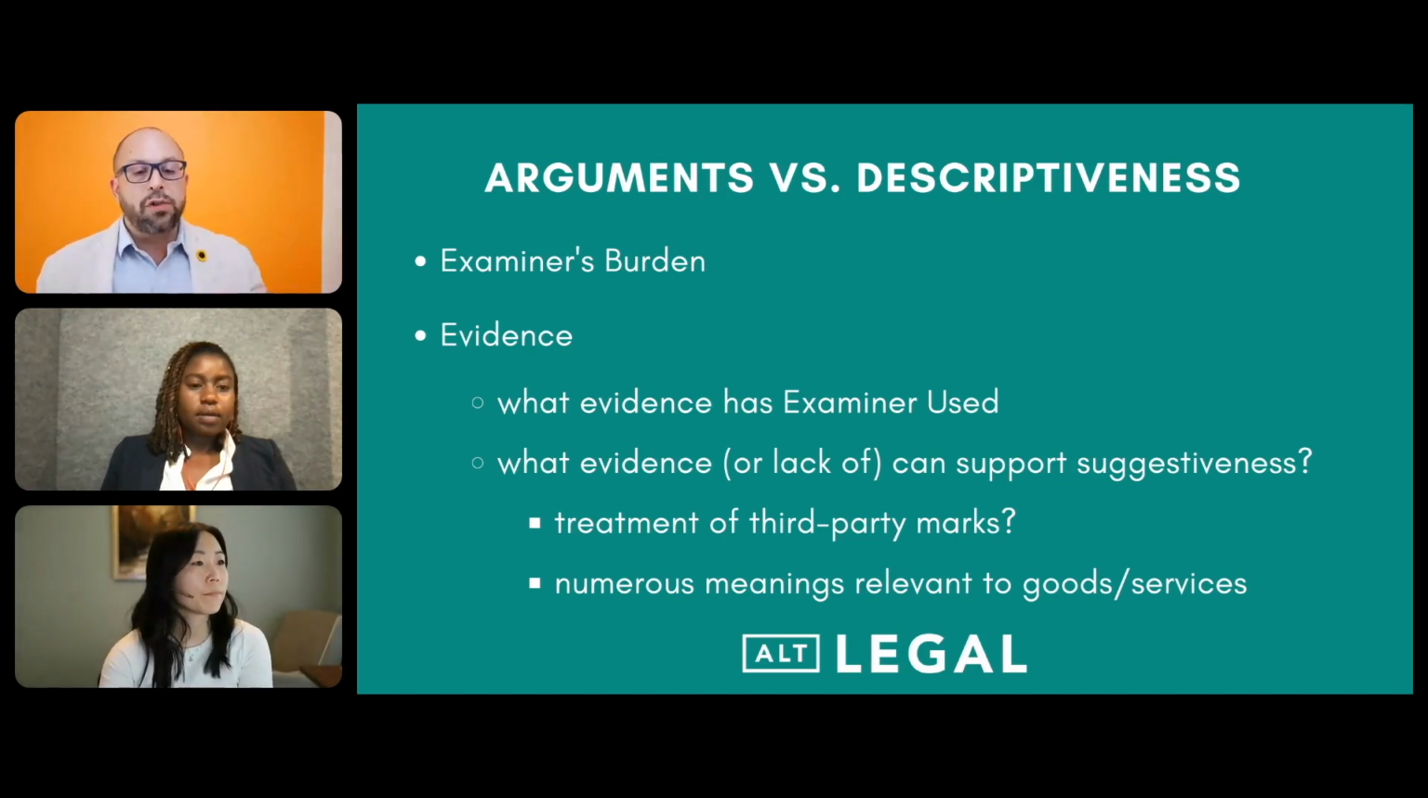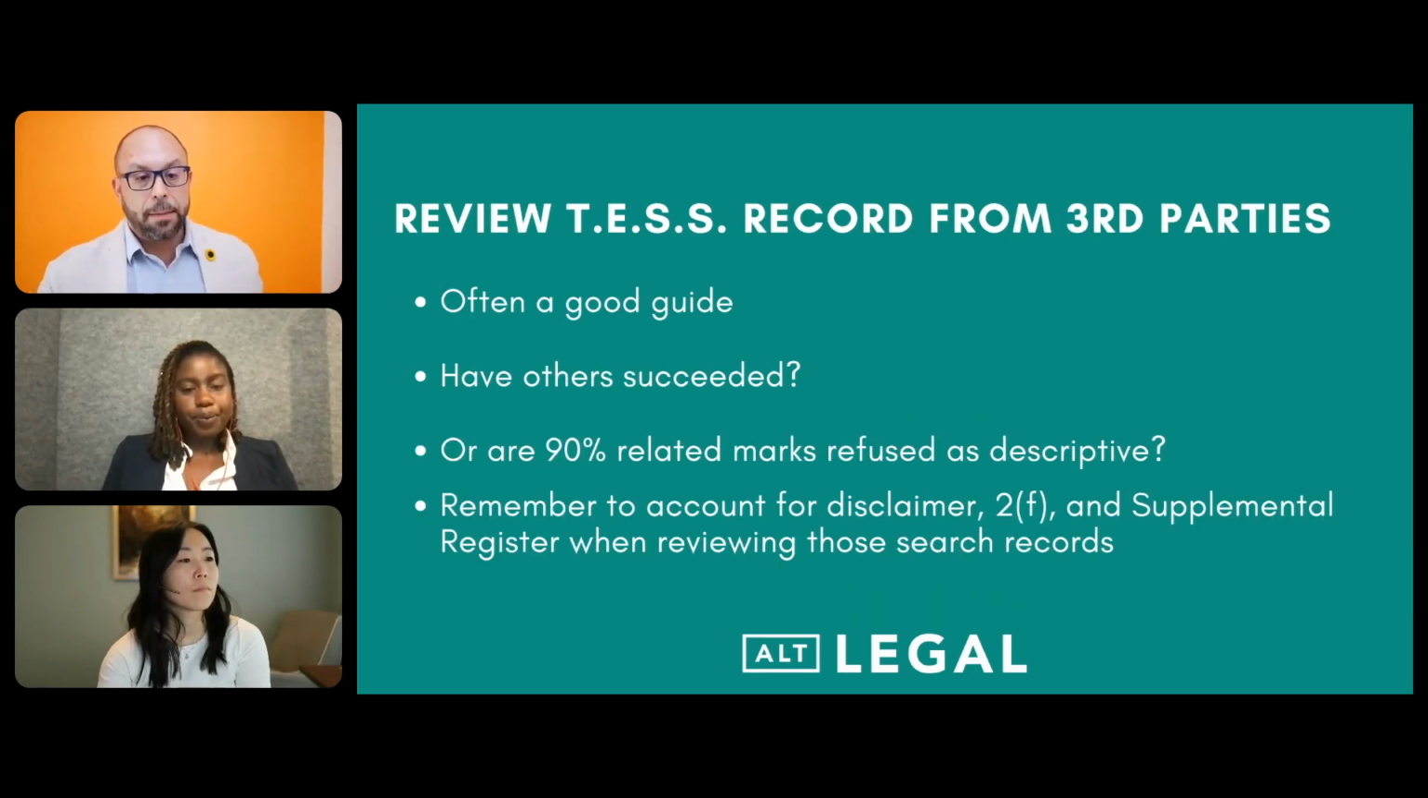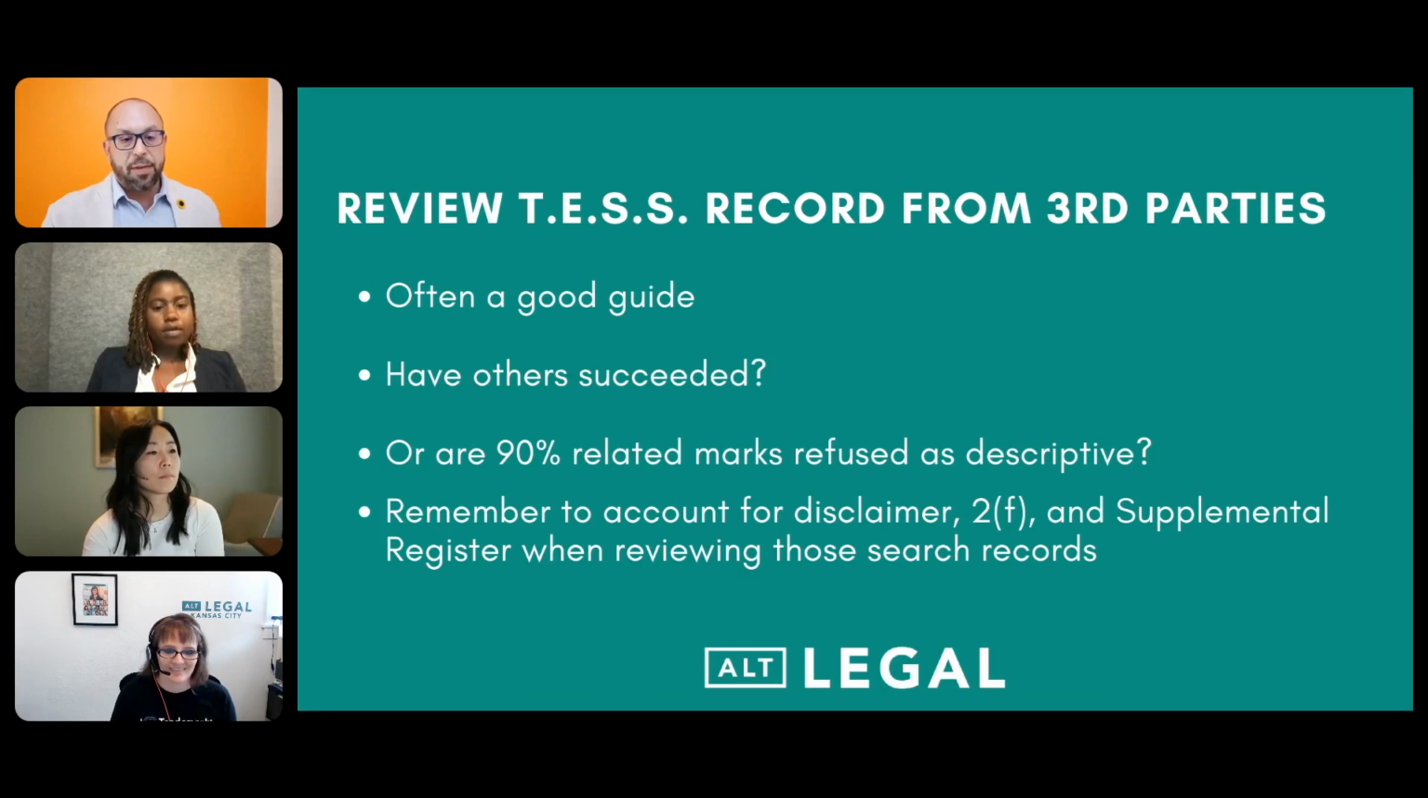Of course, it's always going to depend on the context of the goods or services at issue in the application. But that's a good place to start. And it can be useful to see, were any of those other third parties initially refused as descriptive and overcame arguments? Maybe there's some insights or evidence there that someone's already put together. So the TESS records from third parties I find to be tremendously helpful in this context, just like they are in so many other contexts.